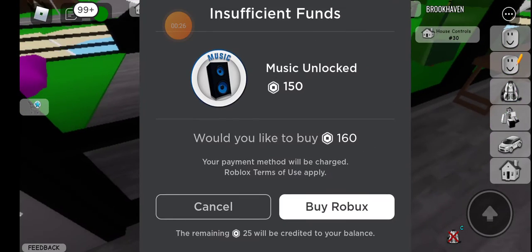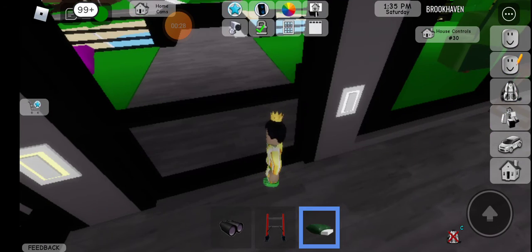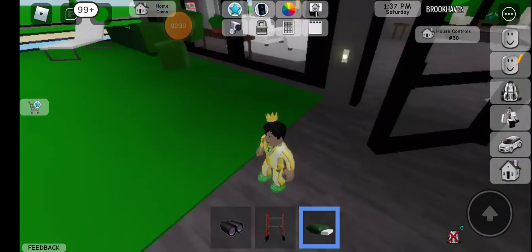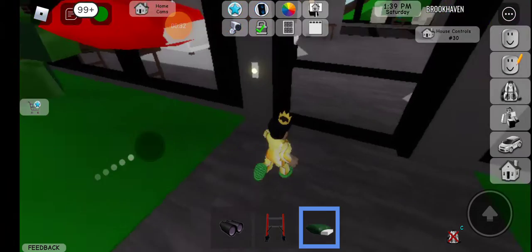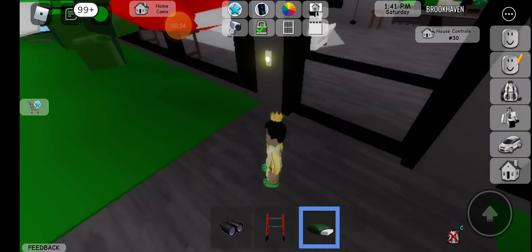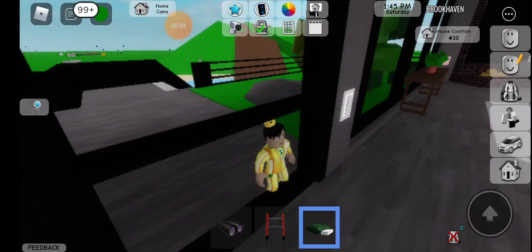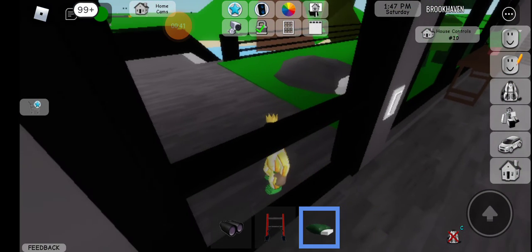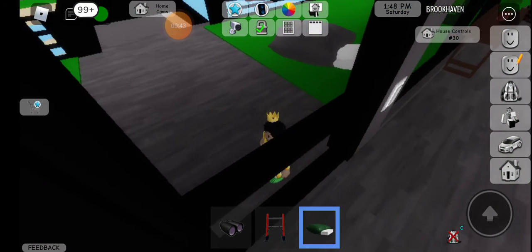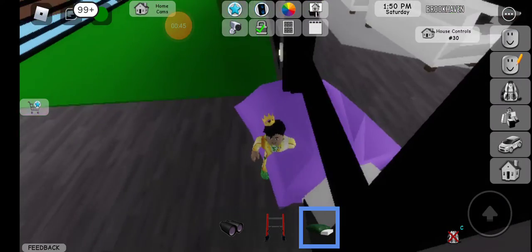Don't worry about that. For some reason, that happened. I'll just forget that happened. So, you're going to look on the other side of the door, then press on the floor, the middle bit.